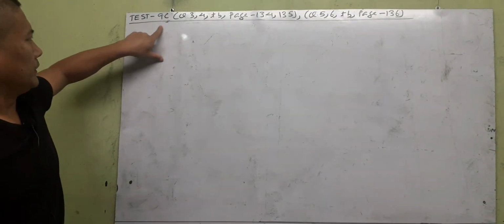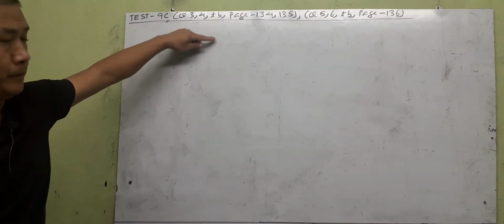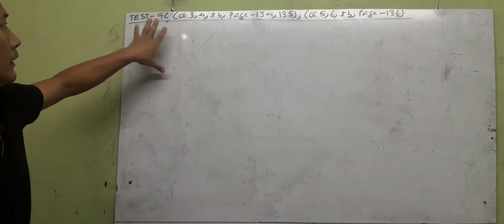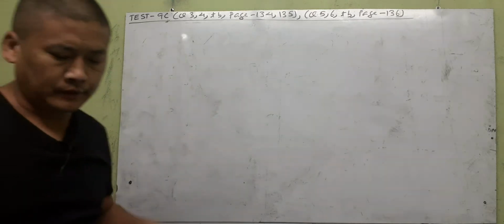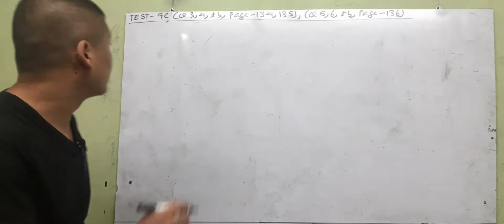So in this class we'll do this test-9C. Okay, we have already done A, B. Now we're in the third test, class 9, chapter 9, force and laws of motion. So let's start with question 3, page 134 on your textbook.